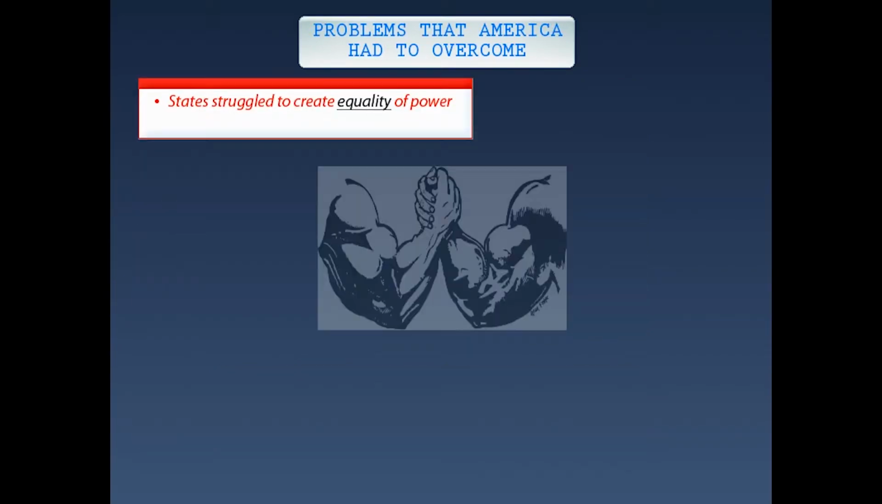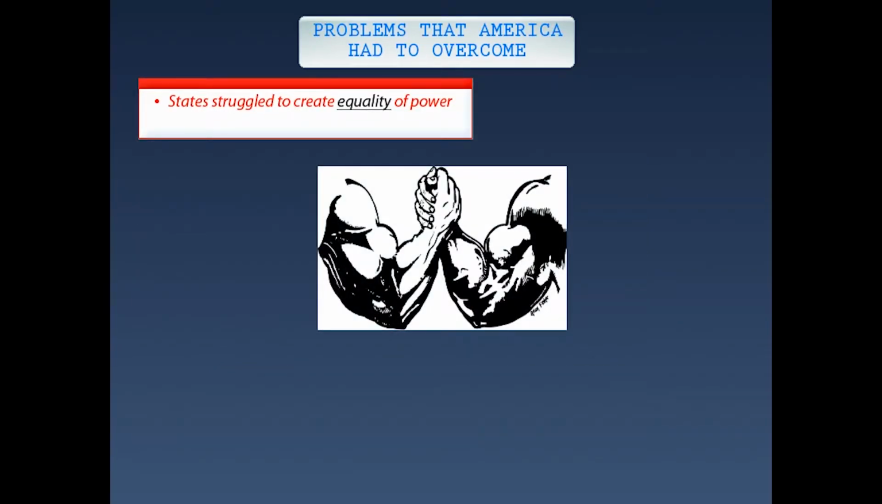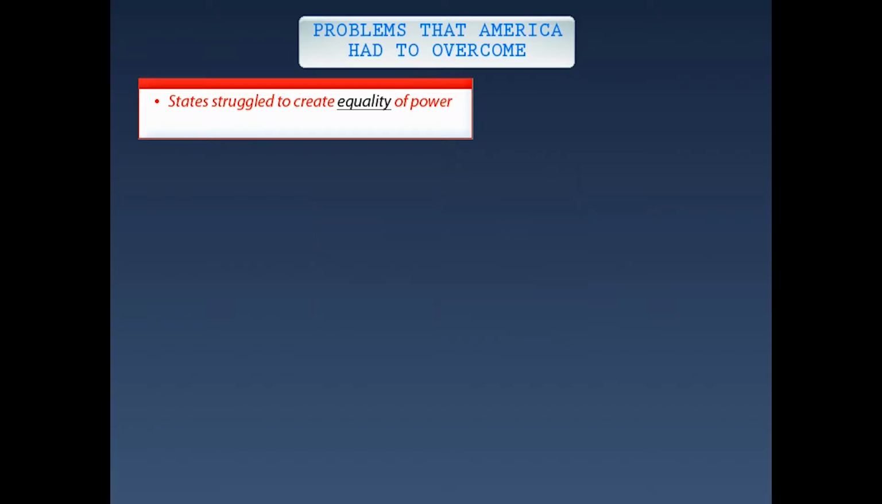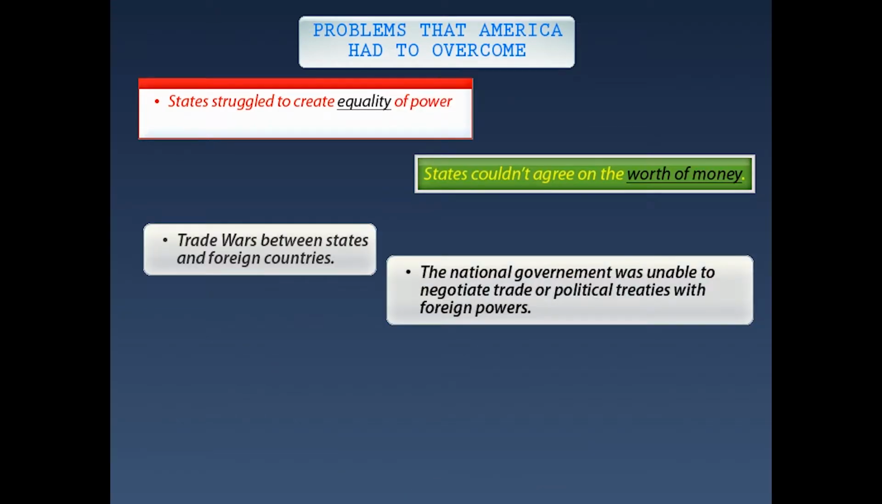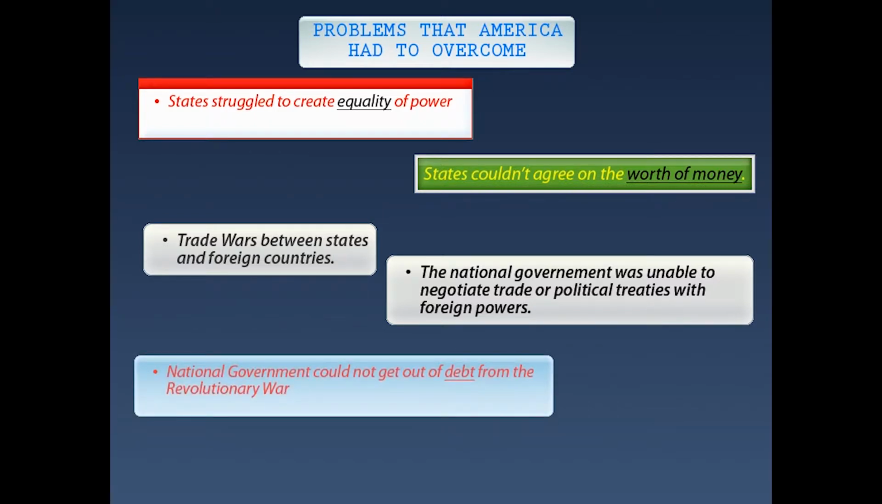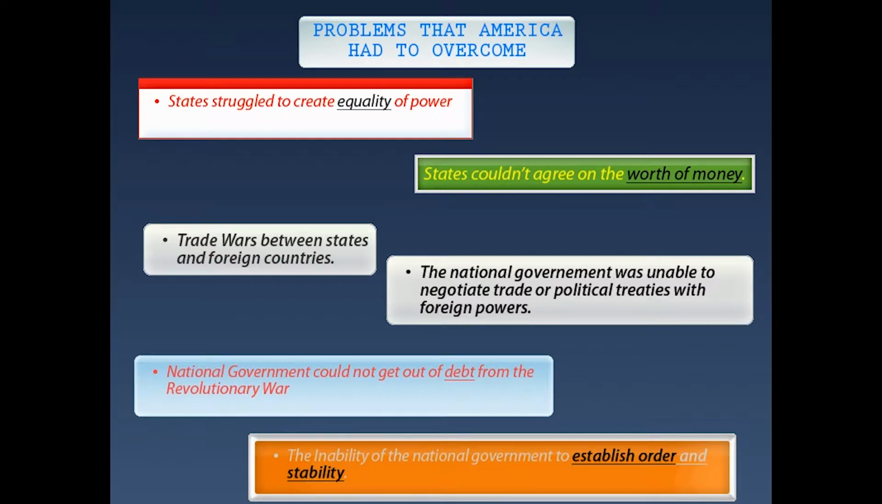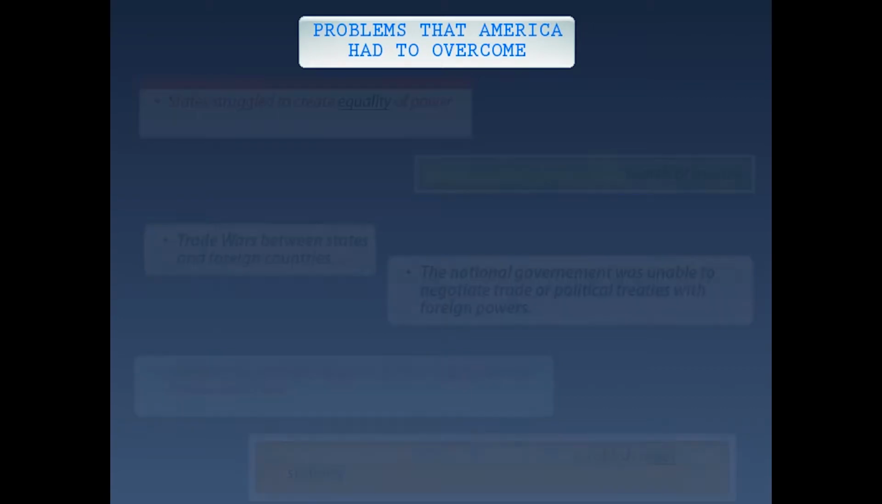Such errors consisted of the struggles states had to create equality of power among their branches of government, the struggles the states also had to come to agreements on the worth of their money, and on the national level, the economy battled to survive as trades between states and foreign countries were cut off. The national government also had problems paying off its debts from the Revolutionary War, and because of the Articles of Confederation, the national government was very weak and unable to establish order and stability. The states had all the power and wanted to keep it that way.